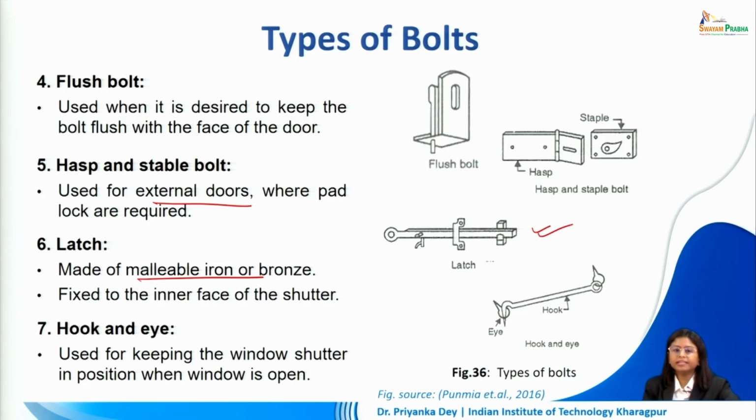The hook and eye is used for keeping the window shutter in position when the window is open. So, it is kind of like a stopper. Every time the wind blows, the window shutter will not come crashing into the frame. The hook and eye can keep it locked in its position.